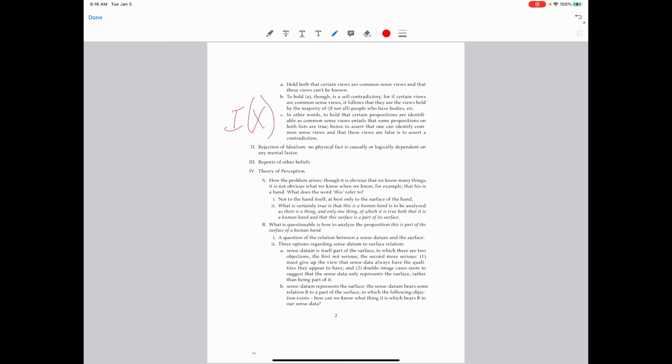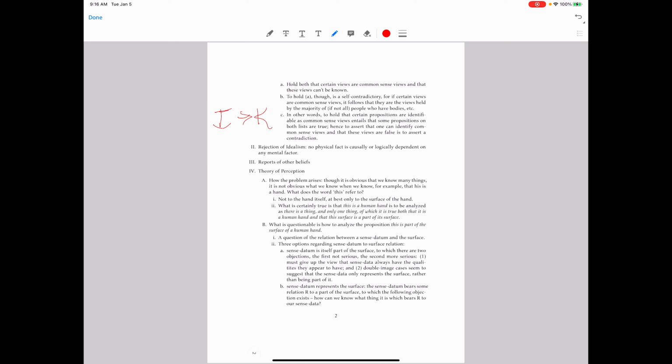Now notice what Moore has to be doing here is claiming that the skeptic has to be able to identify certain propositions as common sense views, and if you can identify something as a common sense view, then you know that it's a common sense view.